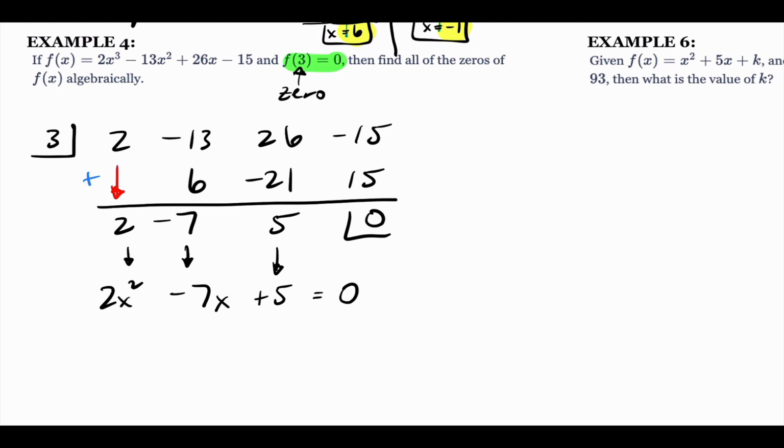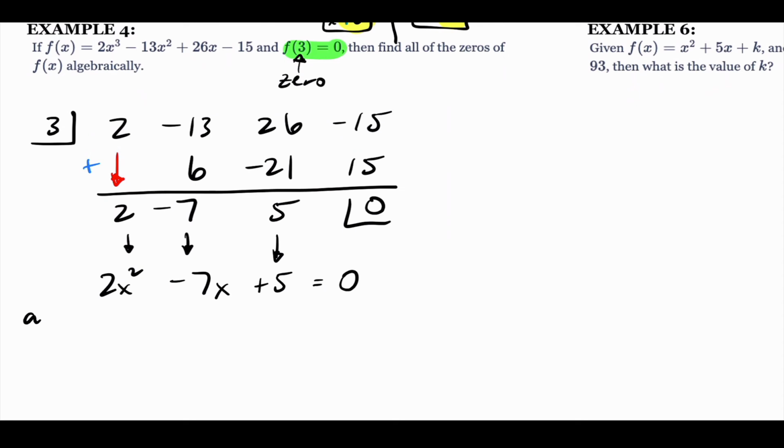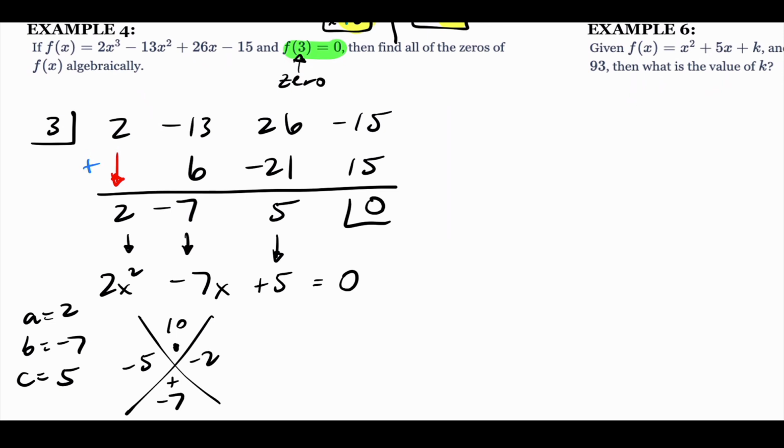Factor out a GCF. They don't have a GCF. A, B, C. So let me do that. 2, negative 7, positive 5. So I get 10 and negative 7. So I'm looking for the two numbers that multiply to be 10 and add to be negative 7. Negative 5, negative 2.